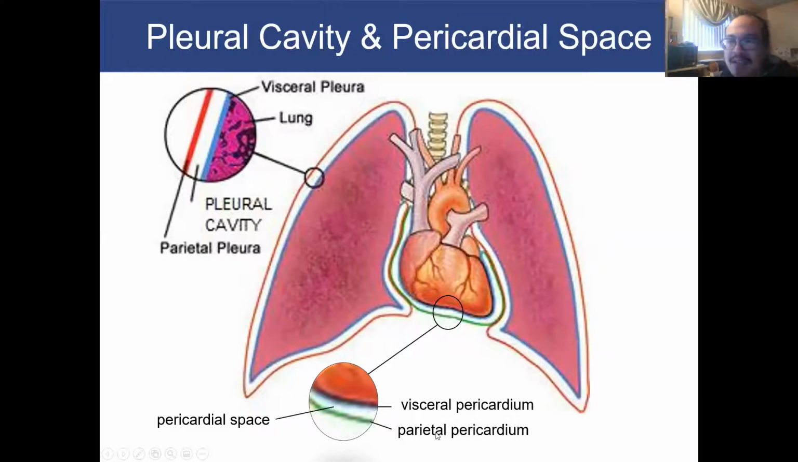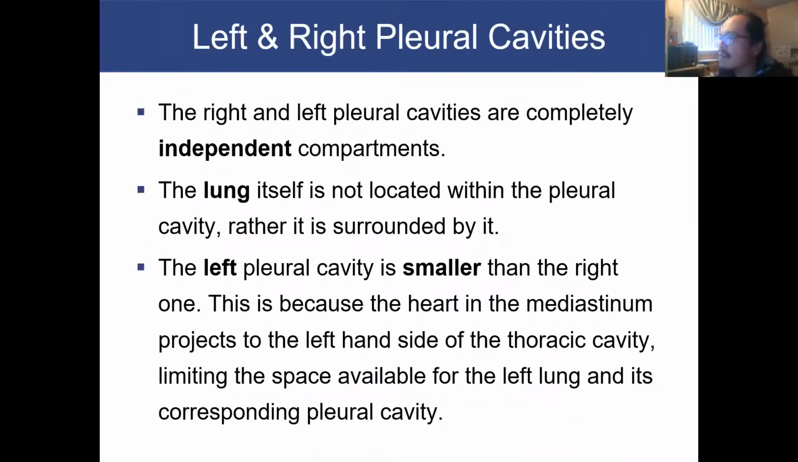So the naming is the same. Visceral is the one near the organ. Parietal is the more like outside part. So that's that. All right. So this just summarizes, left and right pleural cavities are independent. They do not connect to each other. Each one is wrapped around each lung.